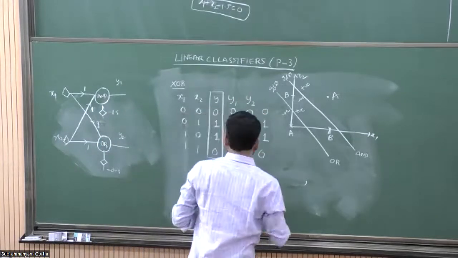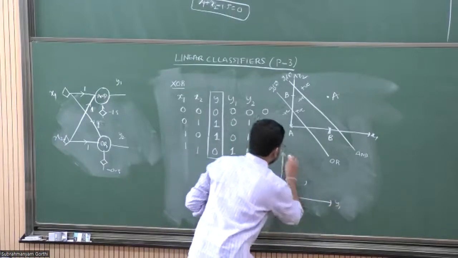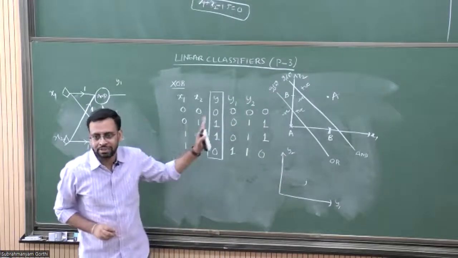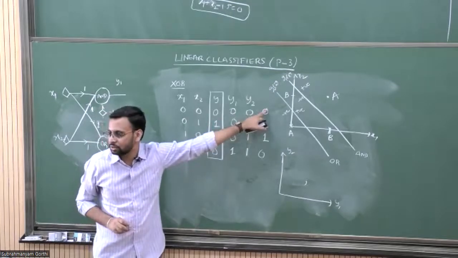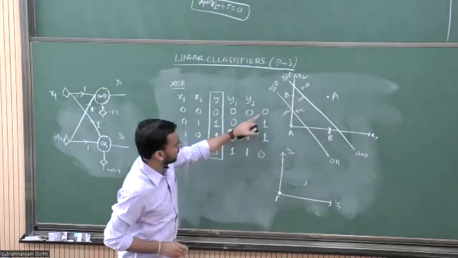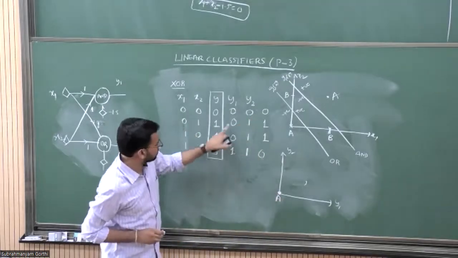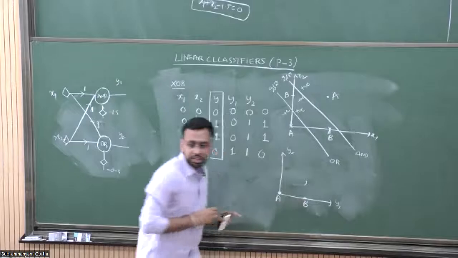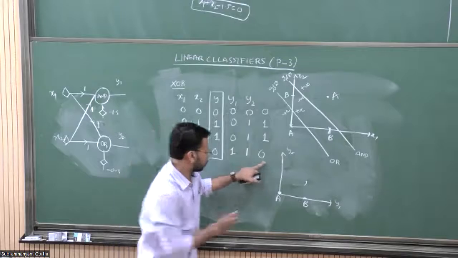So maybe for easier visualization, let me put here Y1 and Y2. Now look at here. The possible combinations have reduced. They are just 0, 0, which belongs to class 0, which we are calling A, right? Then 0, 1. That is another class, which belongs to B. And what is the other one? 1, 1 belongs to 0.